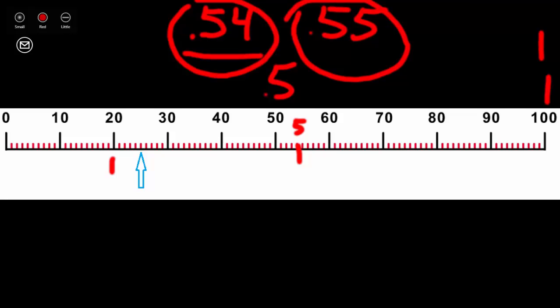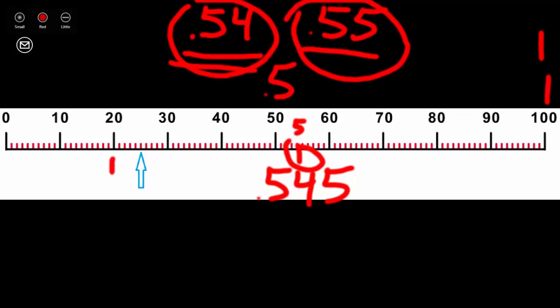Five is our decimal number that means a half. So that would be written as 54 and a half, or read correctly as 545 thousandths. Now we just did two things. We labeled the point that's directly between 54 hundredths and 55 hundredths, and we also just found a decimal number that's between 54 hundredths and 55 hundredths.